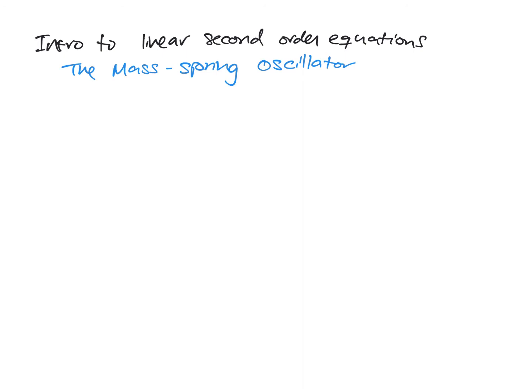But what I'm going to do in this video, section 4.1, is just an introduction, and it gives a motivating example of where you see these types of linear second order equations. And that example is a mass spring oscillator.